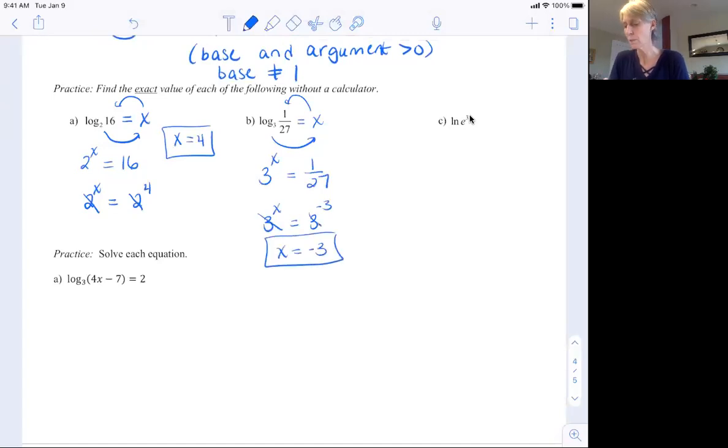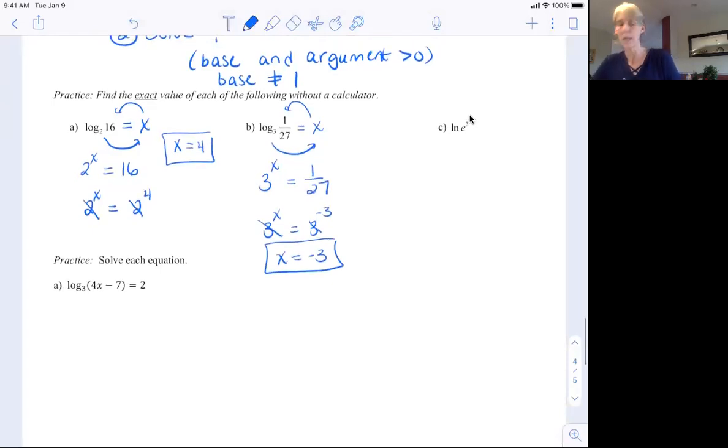I'm solving. My x is after the equal sign, so I don't have to worry about checking my answer.